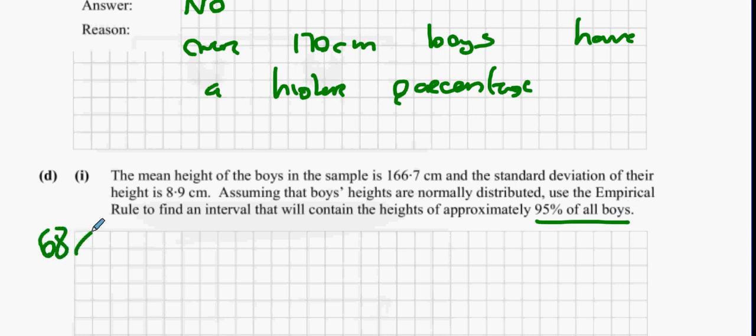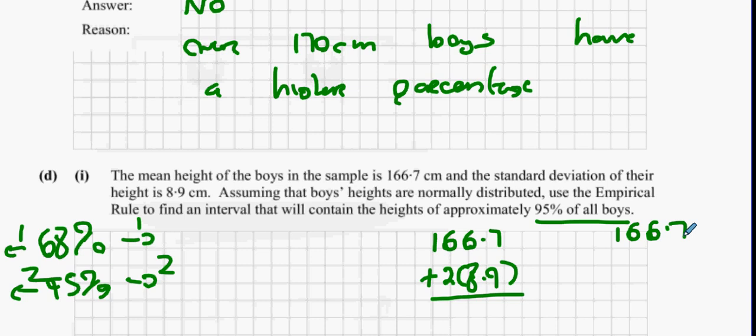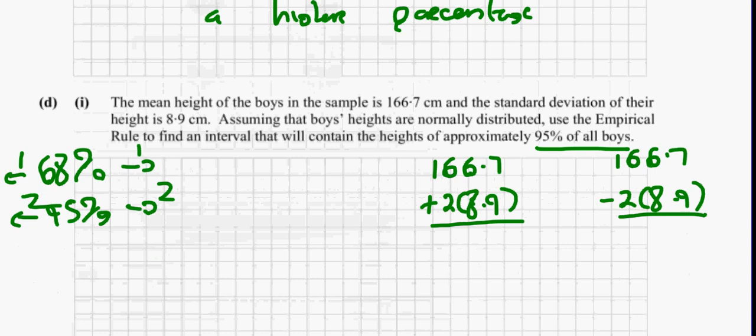No, 68% is 1 either side. 95% is 2 standard deviations either side. So what do I need to do with 166.7? I need to add it to 2 times 8.9. I also have to take away 2 times 8.9. What do you get when you do that? Surely somebody got that right. Remember the bell curve was 68 and 95. So what do you get when you put that in?